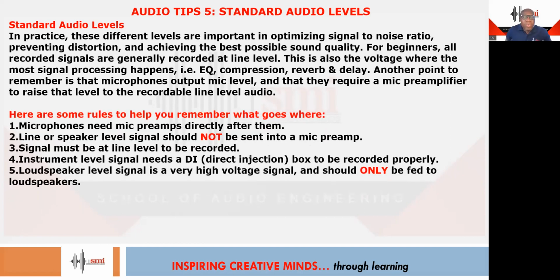Now, here are some rules to help you remember what goes where. Microphones need mic preamp directly after them, so that the level can be brought up to what? To a line level. That's one thing. Line or speaker level should not be sent to a mic preamp. You must know that. So signal must be at line level to be recorded. Every signal must be at line level to be recorded. Instrument level signals need a DI box, direct injection box, to be recorded properly.